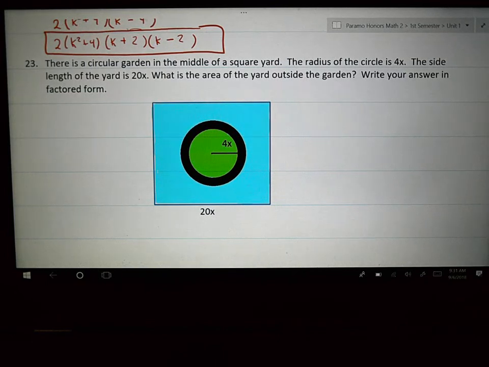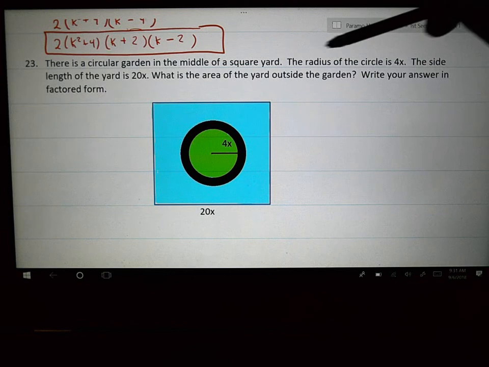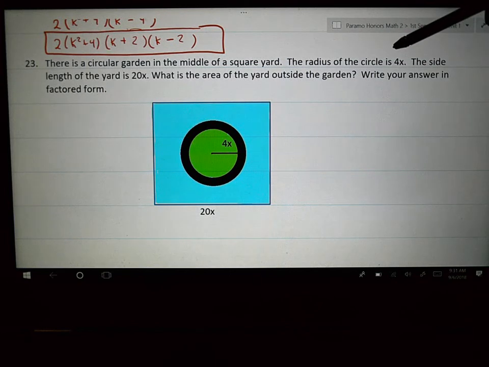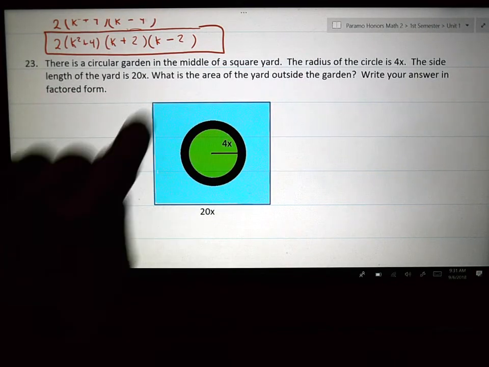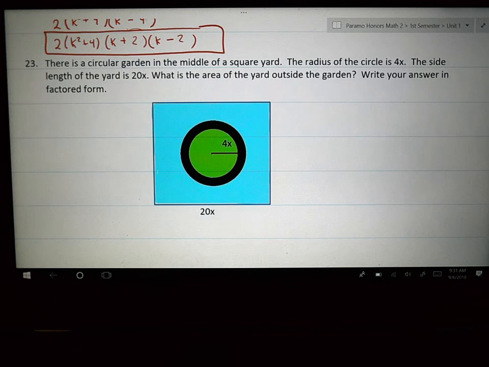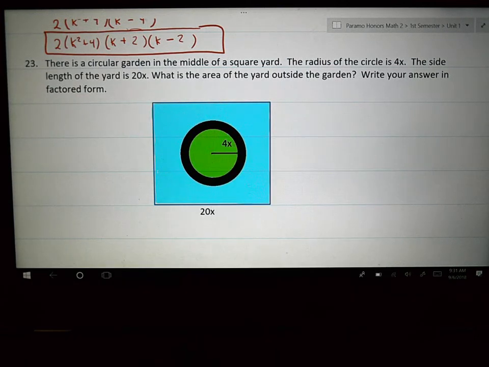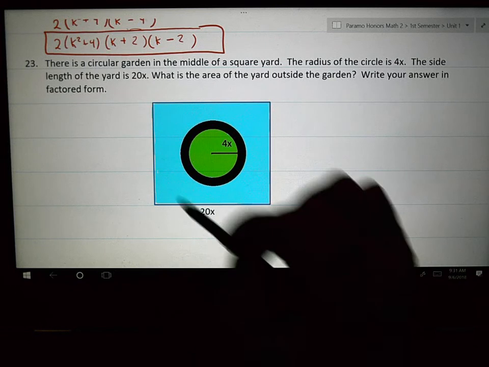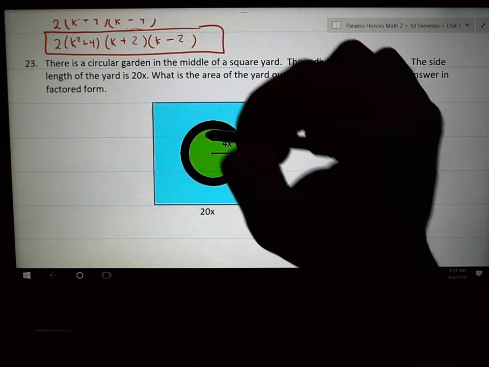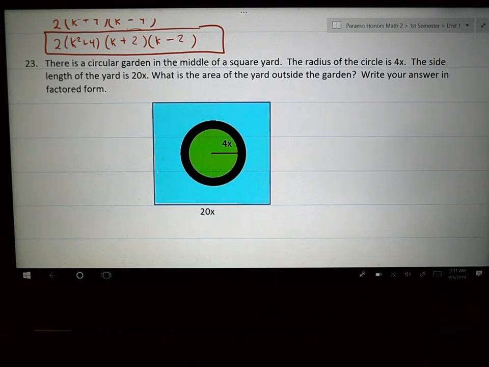There's a circular garden in the middle of a square yard. The radius of the circle is 4x. The side length of the yard is 20x. What is the area of the yard outside of the garden? So we need to find this blue area. Write your answer in factored form. So just like before, you need to find the area of the big square, and we're going to subtract the area of the garden, which is the green.